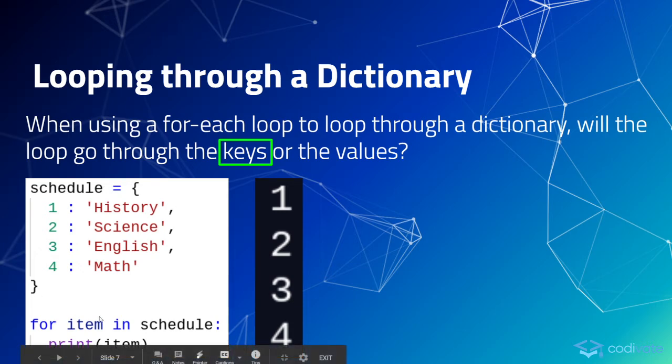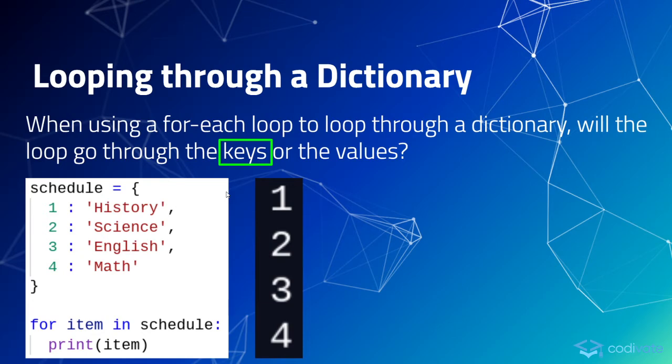So when it says for item in schedule, you can think of as item. Let's go back and review our for loops. Item is taking on the value of each one of these numbers here. So for each item in the schedule, print the item. So the first time we go through this loop, we print 1. Second time we go through the loop, we print 2. Then we print 3, and then we print 4.